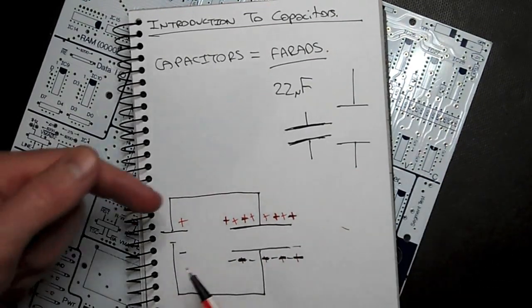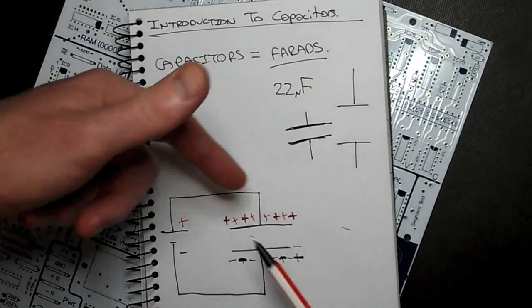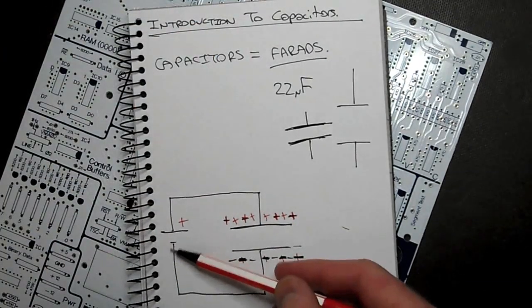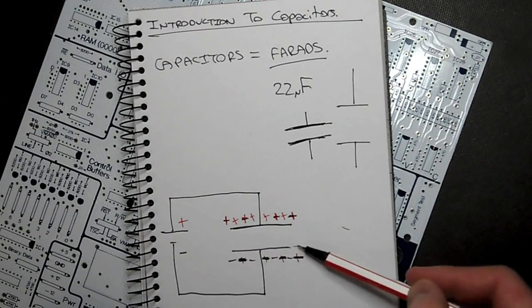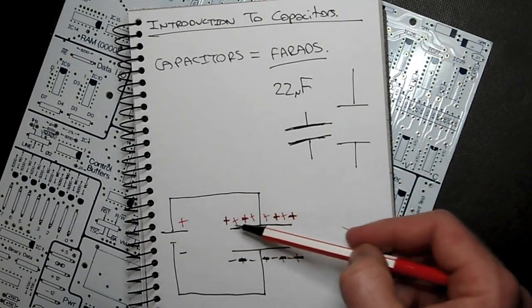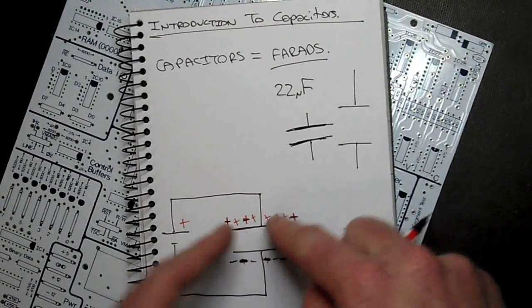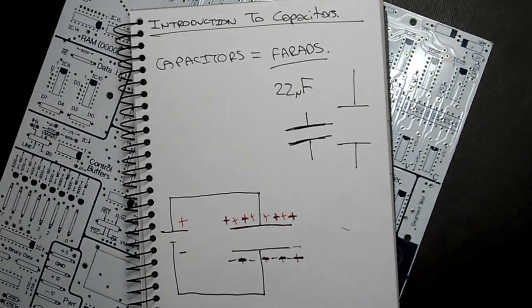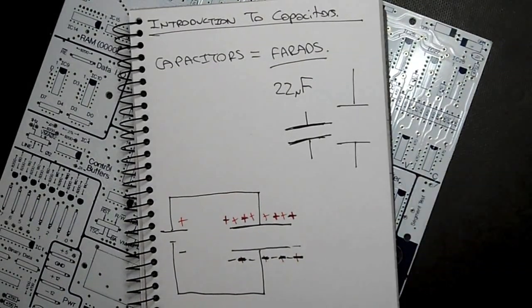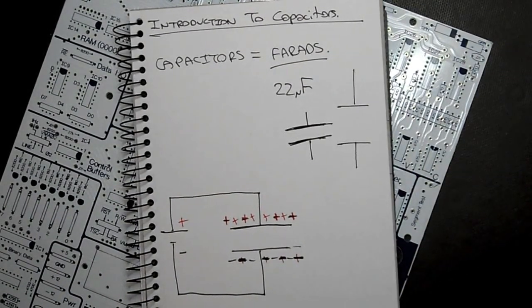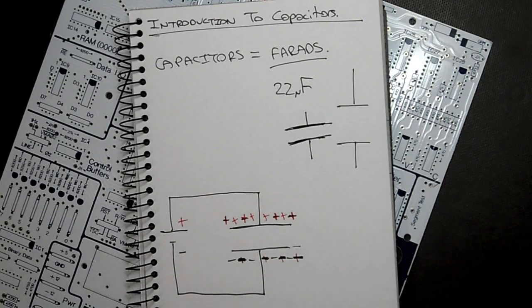So the effect of connecting a battery or power supply to a capacitor is that we end up with a net negative charge on one end and a net positive on the other side. This capacitor will charge up to whatever voltage we have just applied to it, and it'll take a certain amount of time, which we'll go through in a minute.